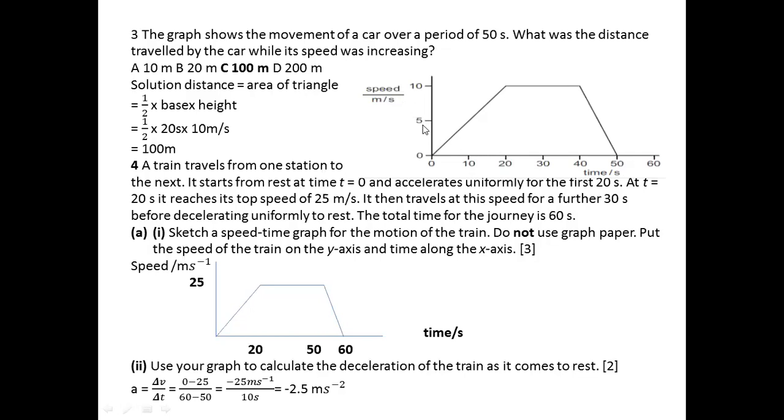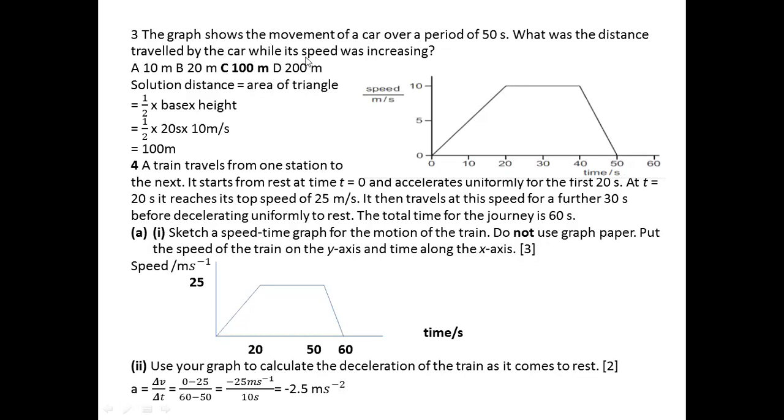So we need to calculate distance traveled for 50 seconds. Area is equivalent to half into base into height. Base is 20 seconds and height is 10 meter per second. We have to calculate the distance traveled when the speed is increasing. So speed is increasing from the time interval 0 to 20, whereas speed is constant from time interval 20 to 40. And from time interval 40 to 50, the speed is decreasing.